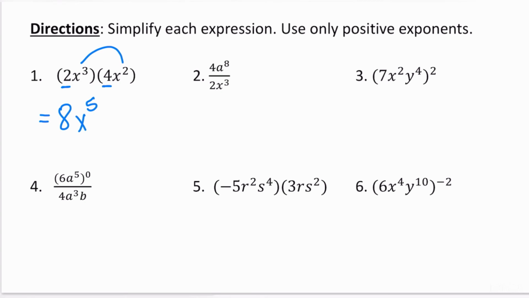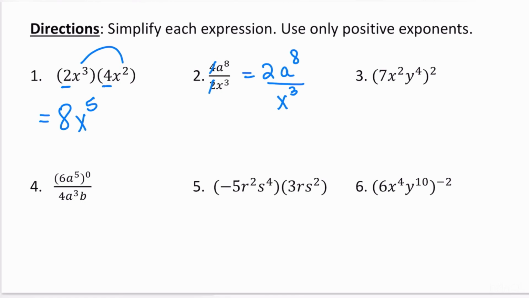In number 2, we are dividing. 4 divided by 2 is 2. The rules of exponents say when you have the same base and you are dividing, you're going to subtract. Notice, however, here I have a to the 8th and x to the 3rd. They are not the same variable. I did that on purpose, I know. But they are not the same variable, so that's how the answer would stay.